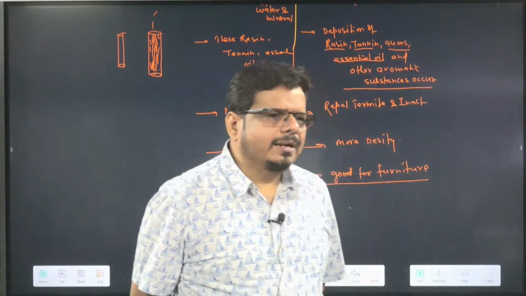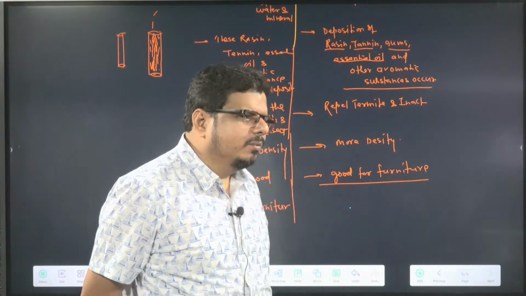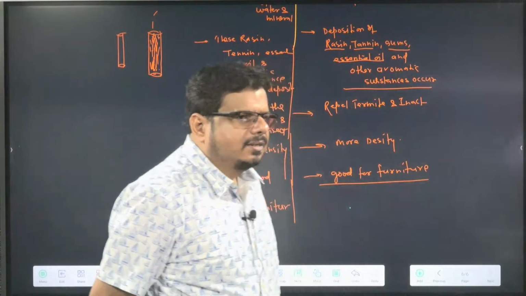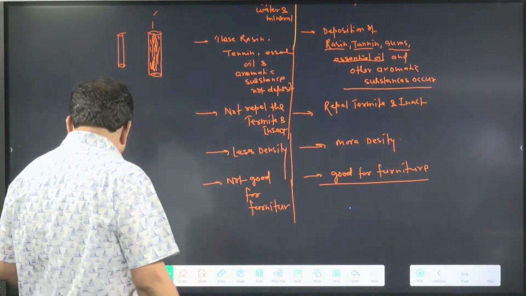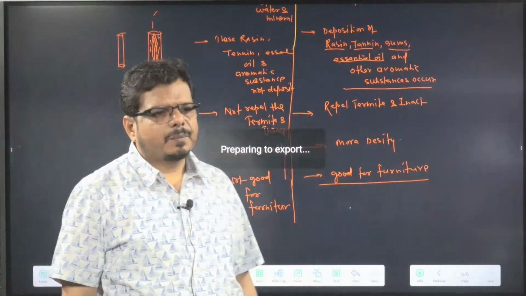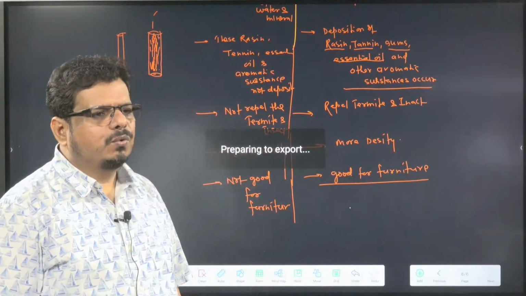So springwood and early wood are different. Heartwood and sapwood are different. I told about both. You understand it? So thank you very much. So the remaining part we will deal with in which class? Next class. Heartwood and sapwood is over.